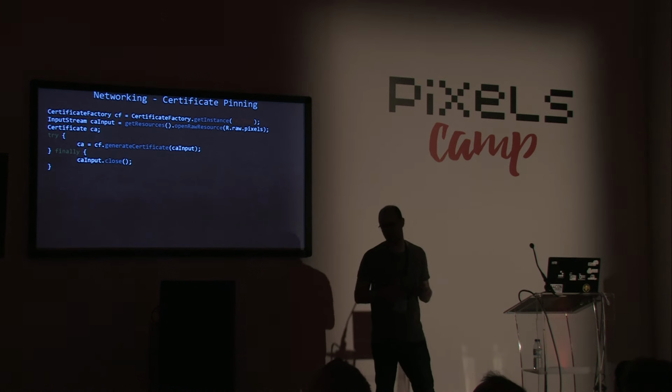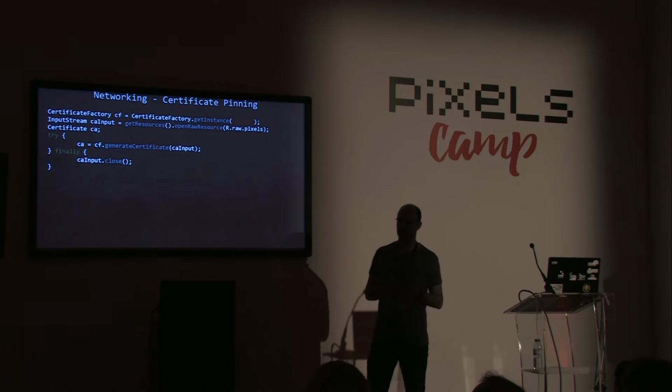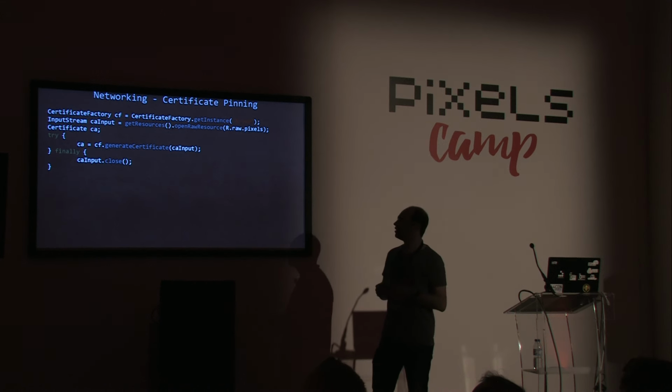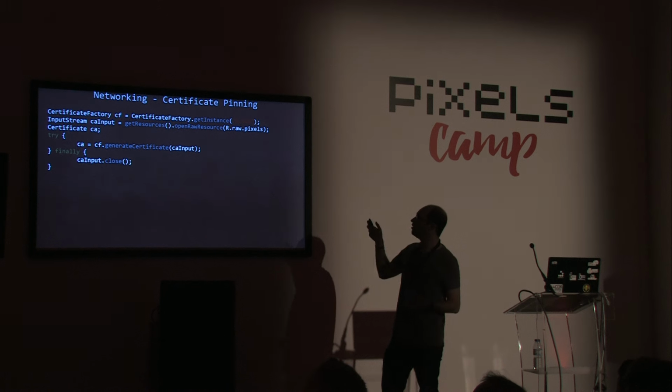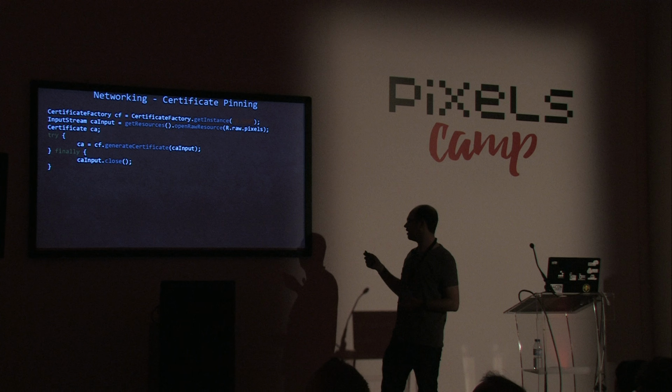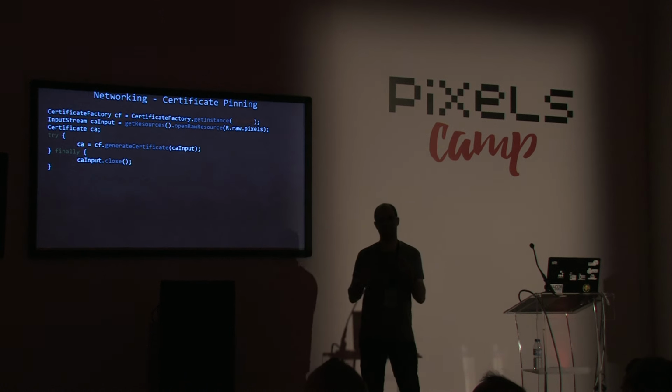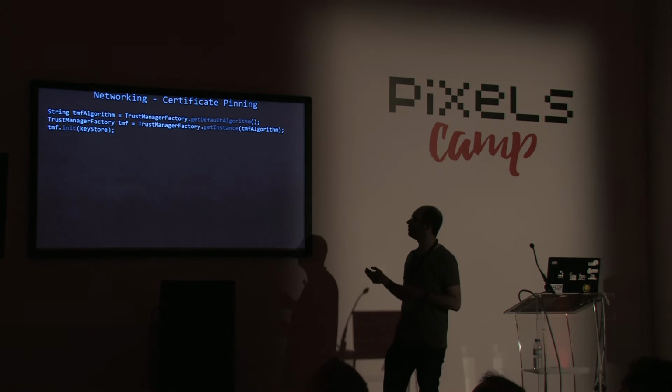So this is an example straight from the developer training kit of Google that gives you an example of how to create and implement certificate pinning. Here we are going to create a certificate factory. We are loading a raw file. I've exported the public certificate of pixels.camp and imported the CRT file directly into the Android application, and I'm referring to this file here.